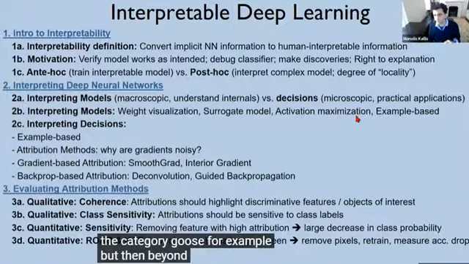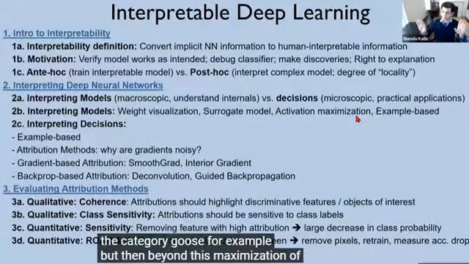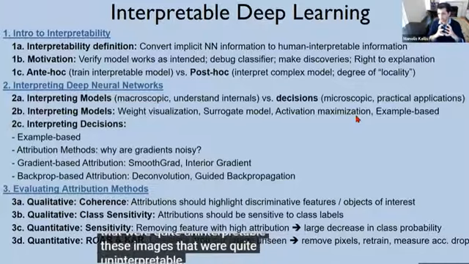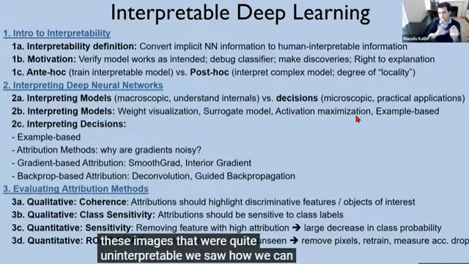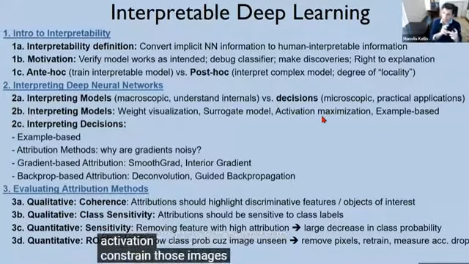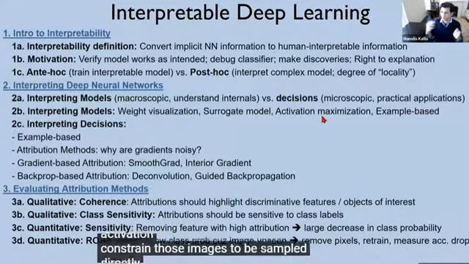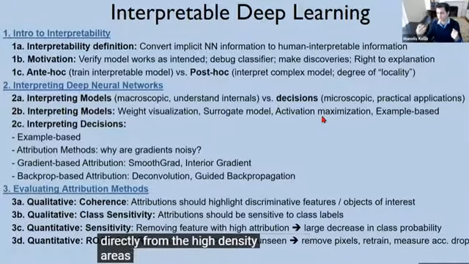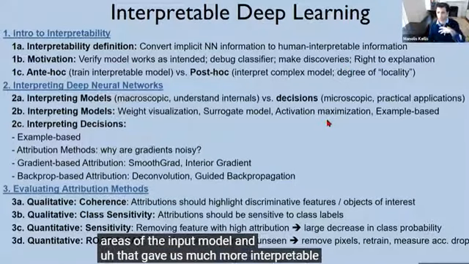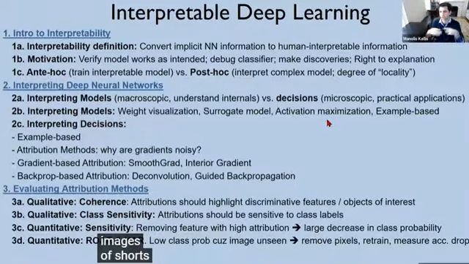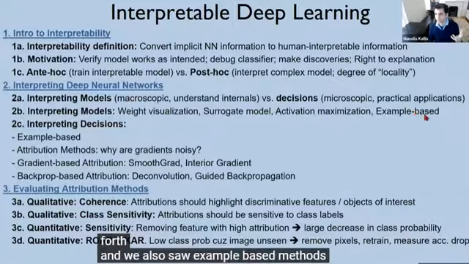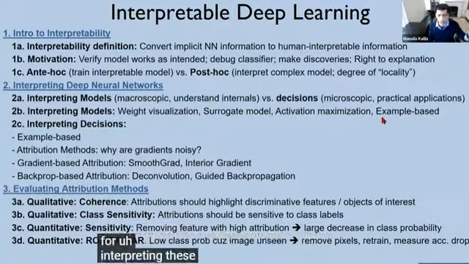But then beyond this maximization of an activation that gave us these features, these images that were quite uninterpretable, we saw how we can in fact constrain those images to be sampled directly from the high density areas of the input model. And that gave us much more interpretable images of, for example, geese and so on and so forth. And we also saw example-based methods for interpreting these models.